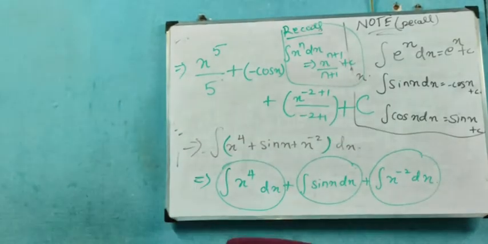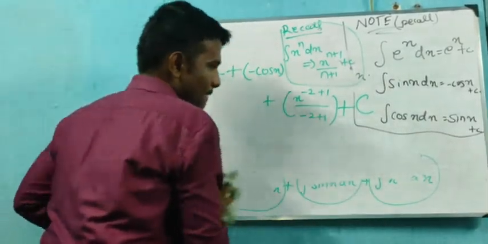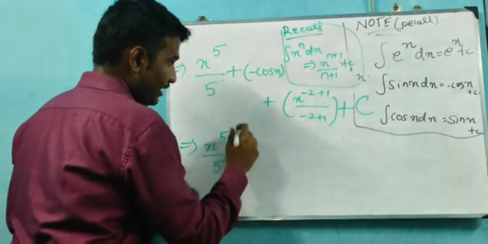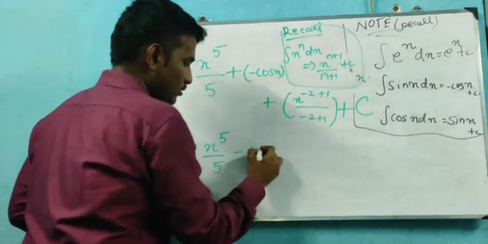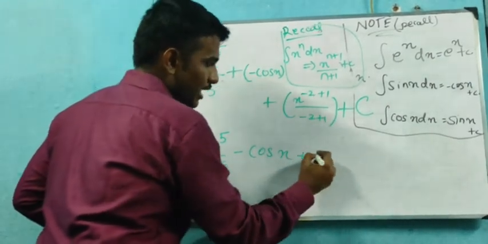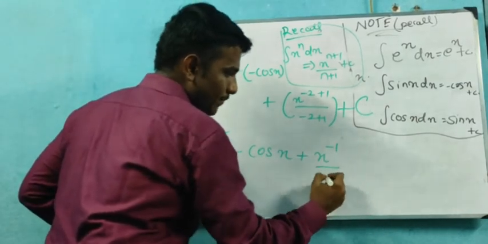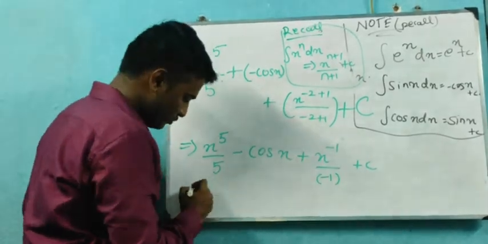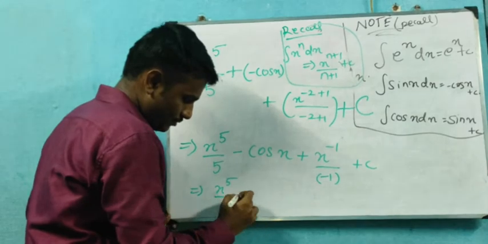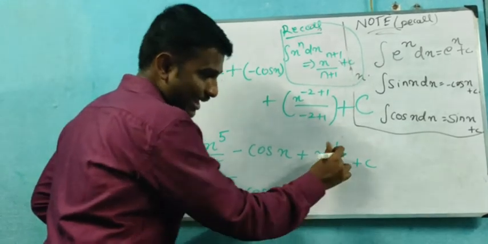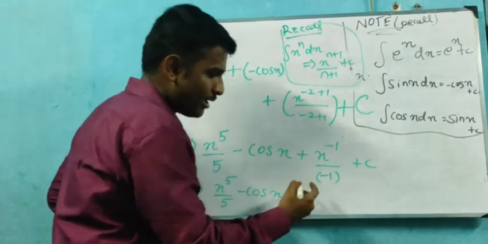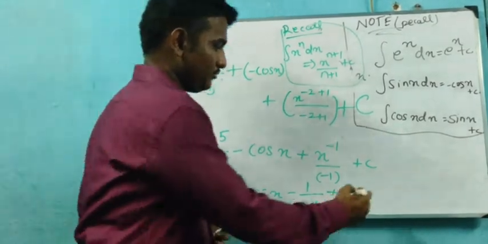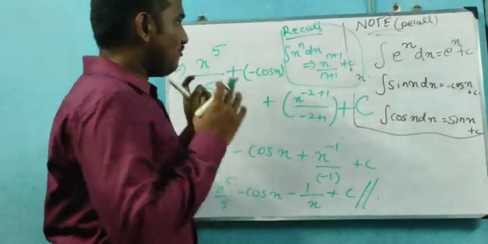So if we solve this one, the final answer is x power 5 by 5 minus cos x, and this one is x power minus 1 by minus 1 plus c. We don't want a negative power, so we move this to the denominator. So x power 5 by 5 minus cos x minus, and I can write x power minus 1 as 1 by x, right? So 1 by x plus c. That's all. This is the final answer for the problem.